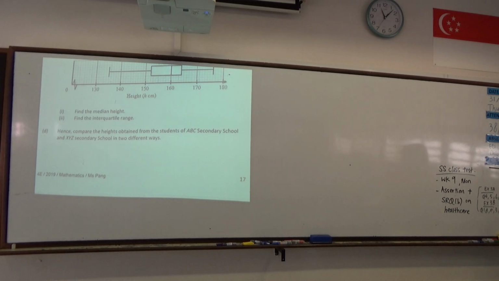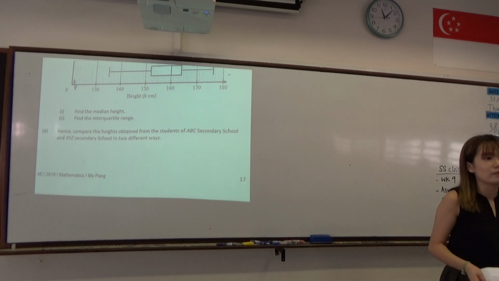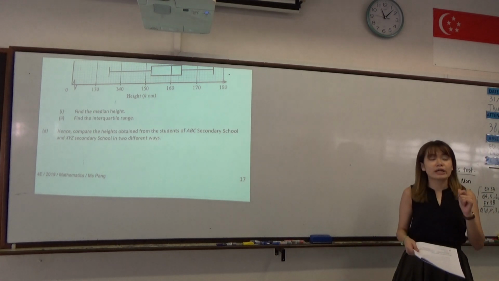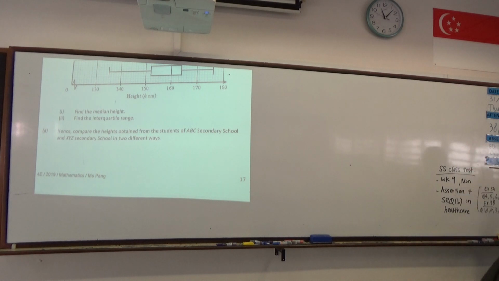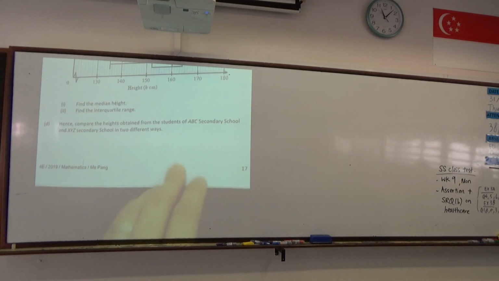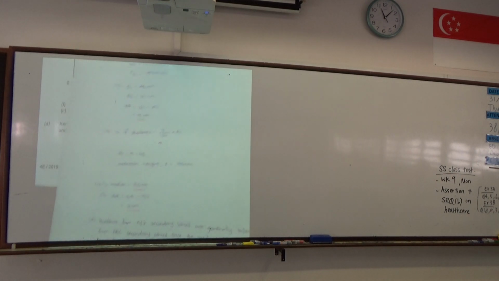Okay, so what are the two different ways that we could actually discuss? That will be firstly by comparing the medians and drawing a conclusion, and then after, using the interquartile range, draw a conclusion. Okay, so that is what it means by describing it in two different ways. So first of all, when we look at the median, let me capture this.